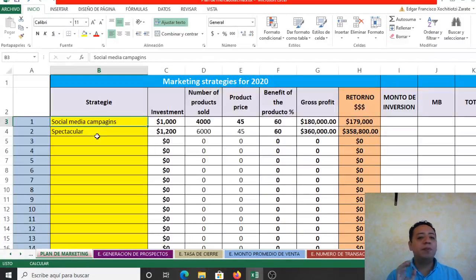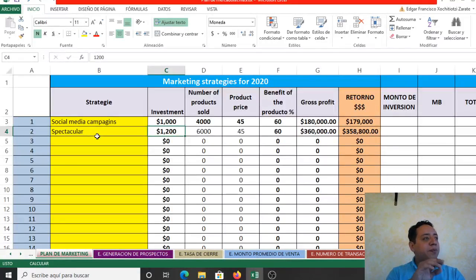If in this case people knew more of your product or your service from the spectaculars rather than the social media campaigns, then probably for the next month you're going to invest more money on spectaculars and advertisements on the big avenues rather than the social media campaigns. You probably diminish the quantity of money that you invest there, or probably keep that quantity.